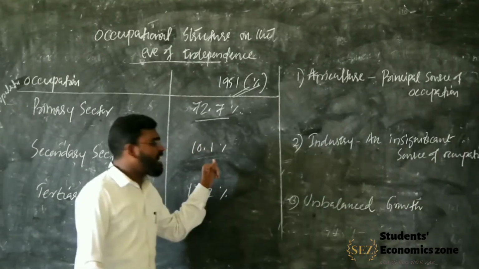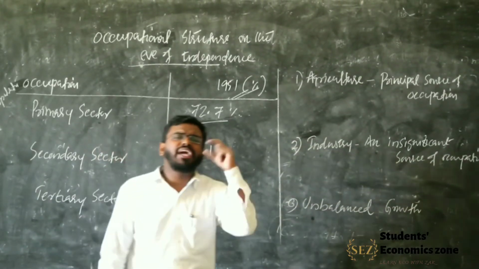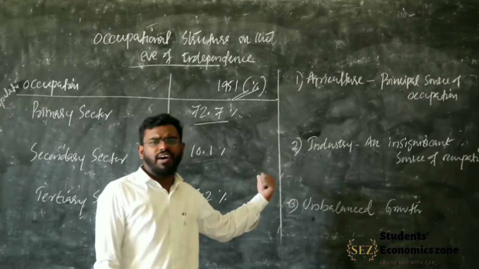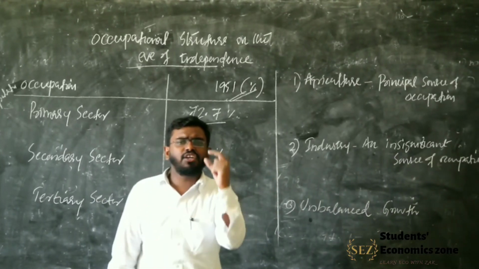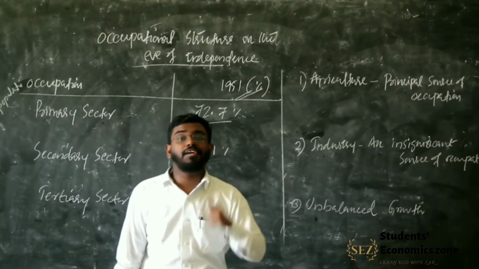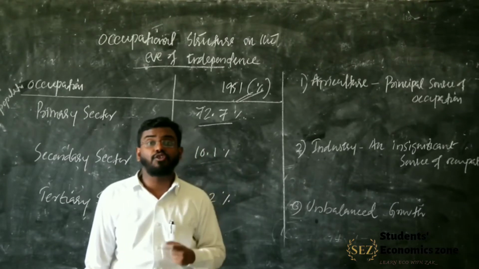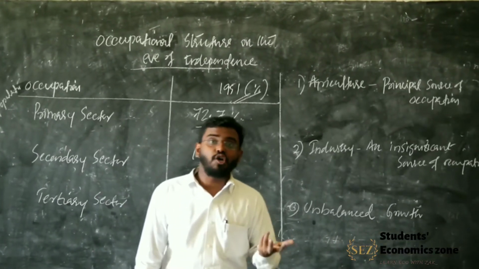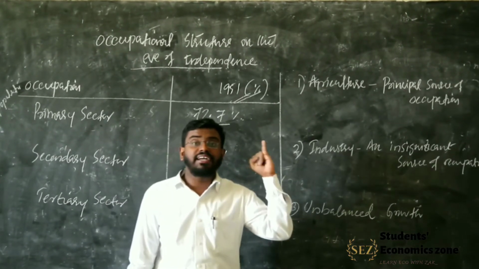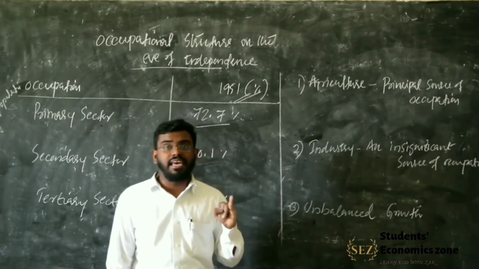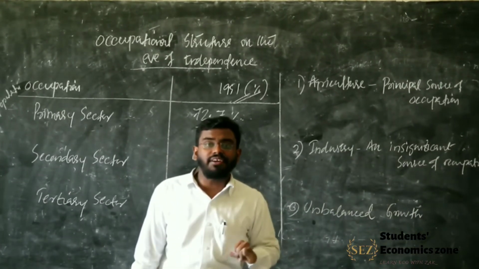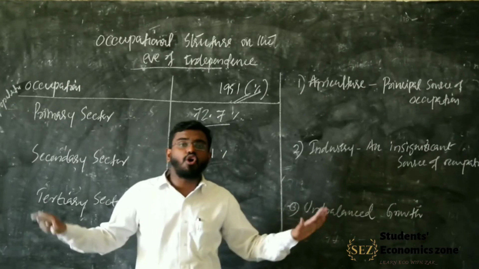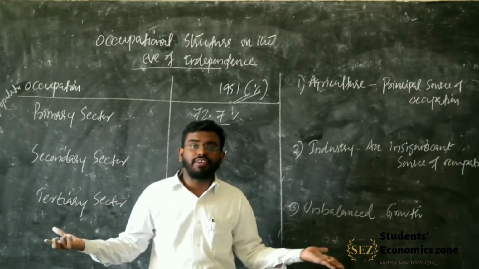So it was only 10.1%. The main reason for this low workforce in the industrial sector was the exploitative policy of the British government towards our industrialists. The Britishers introduced a discriminatory trade policy. As a result of this discriminatory trade policy, they destroyed our handicraft industry.